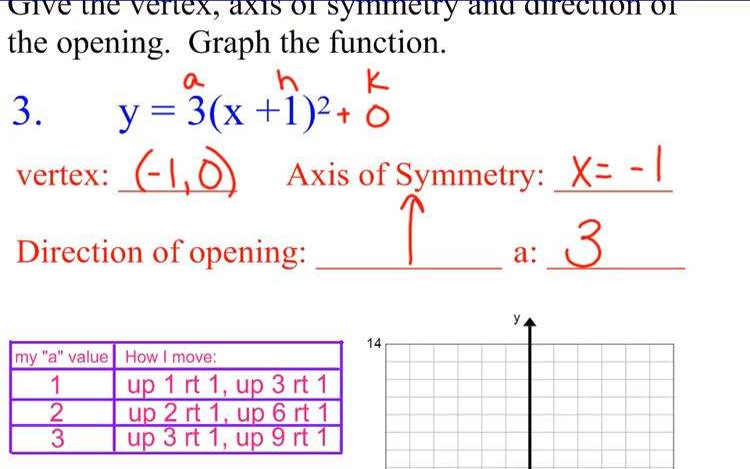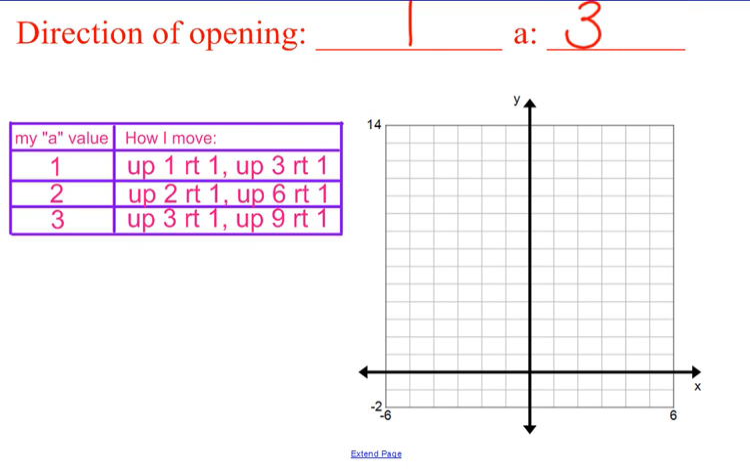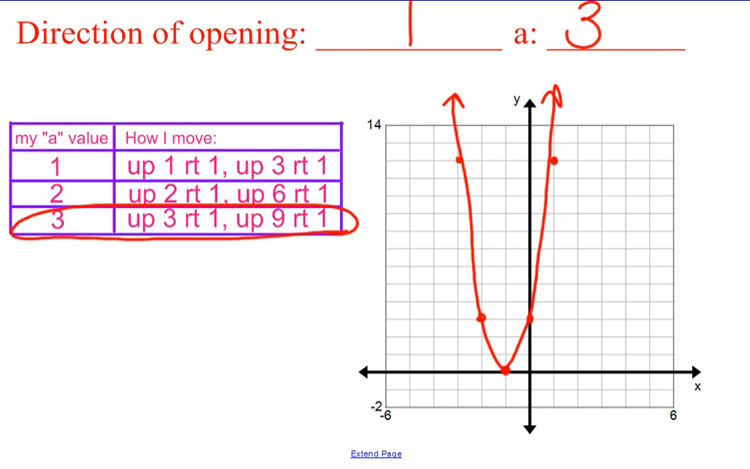So as I graph this, I start at (negative 1, 0). And when it's 3, I'm looking right here. Remember, I'm going up. Up 3, right 1. Up 9, right 1. Up 3, left 1. Up 9, left 1. Even skinnier still. Try to make yours go actually through the points. And there's my parabola. So hopefully that's a pretty good introduction for you on vertex form.